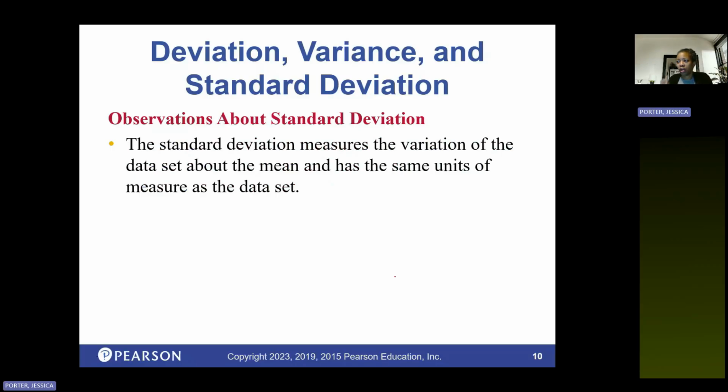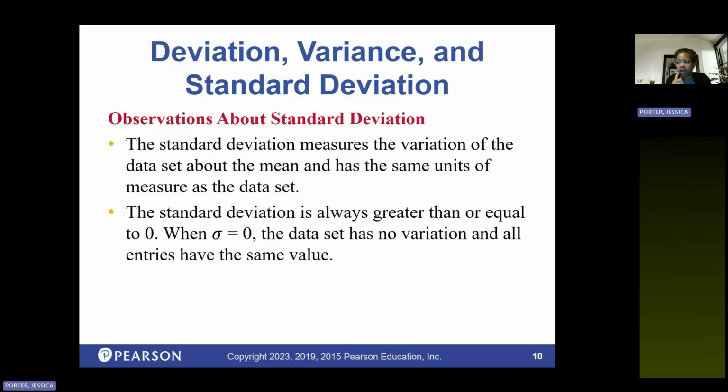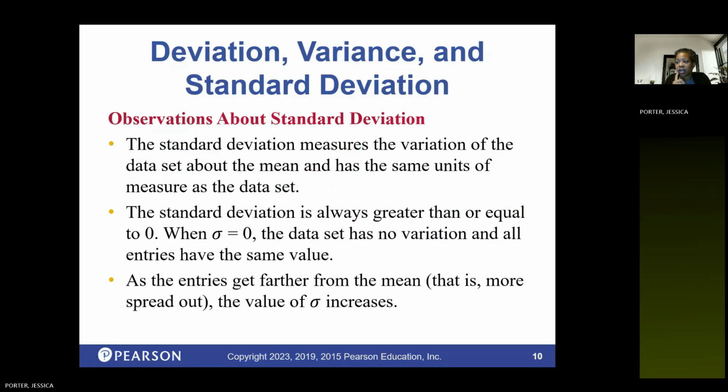Okay. Just some observations about the standard deviation. It measures the variation of the data set about the mean and has the same units of measure as the data set. It's always going to be greater than or equal to 0. If the standard deviation is 0, then there's no variation at all, and all the entries have the same value. As the entries get farther from the mean or more spread out, the value of the standard deviation increases.